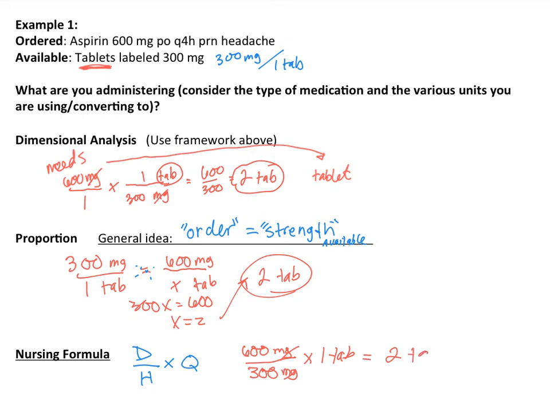So 2 tablets. Now I strongly recommend that you use dimensional analysis or proportions, but you should notice that this desired over have times quantity is really doing the same mathematics as the dimensional analysis. If you're going to use one of these, whether it be dimensional analysis or the nursing formula, I recommend dimensional analysis because it can be used for multiple steps, whereas this nursing formula is really only used for one-step problems. Now let's go over a few more examples.